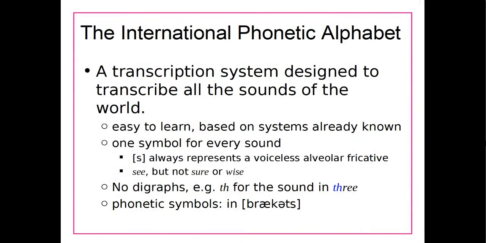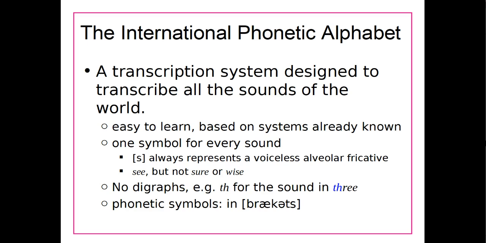So when linguists are doing things, they don't want to have to deal with that ambiguity in spelling. So linguists decided to come up with what's called the International Phonetic Alphabet. This is something that linguists and others use to have a consistent system to transcribe all the different sounds in the world, where we have one symbol for every sound, and every sound has a symbol.